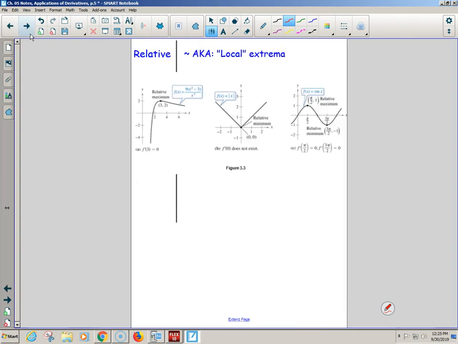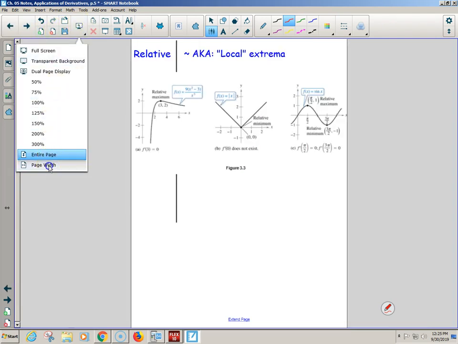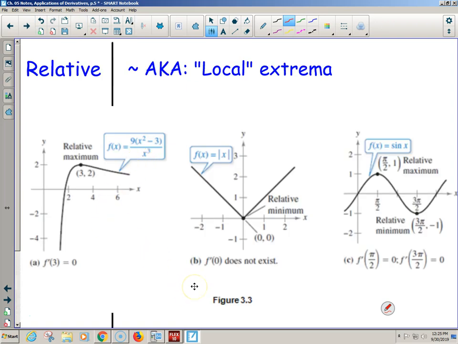Then we got relative extrema. Let's zoom in on these graphs that you guys could probably barely see before. How would you have found the relative max of the one on the far left? Tell me about it. What's going on at this point? Critical point, yeah. So it would be a horizontal tangent line, right? And it would be when the derivative is equal to 0. I have a horizontal tangent line.